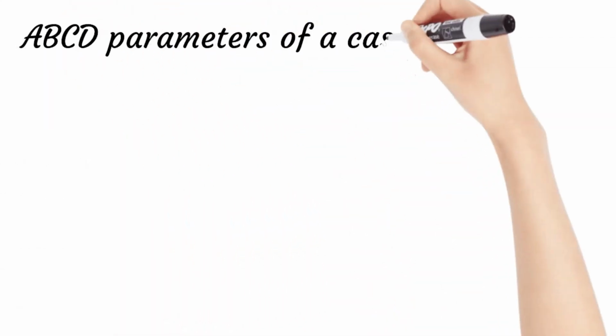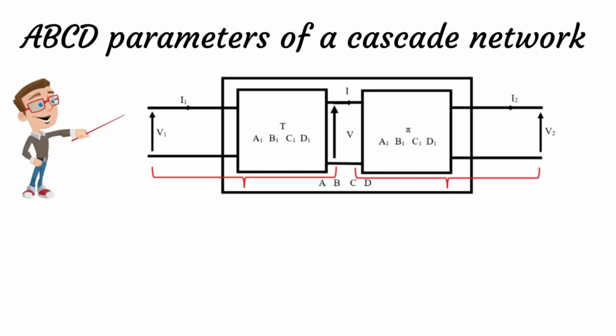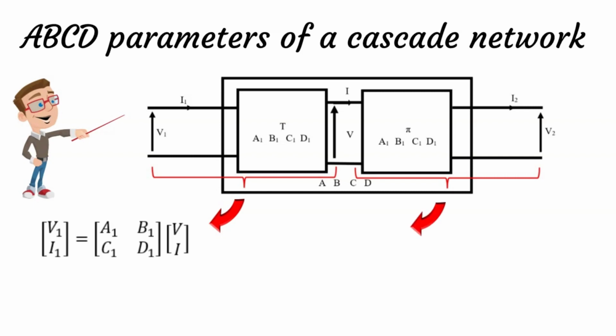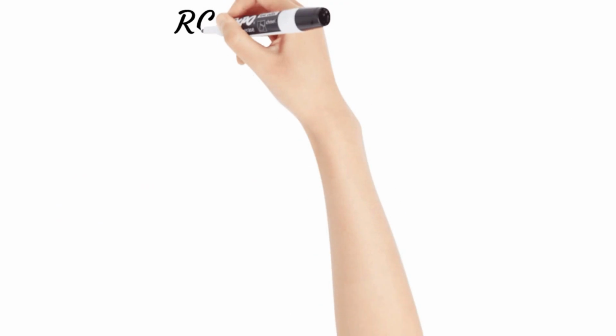Two networks in cascade arrangement means that the output of the first network is going to be the input for the second network. For the first and second circuits, we can write the matrix form of input-output relationships separately, and by solving these two matrices, the A, B, C, D parameters of the cascade network can be determined as follows. Next, let's move on to the RC time constant.